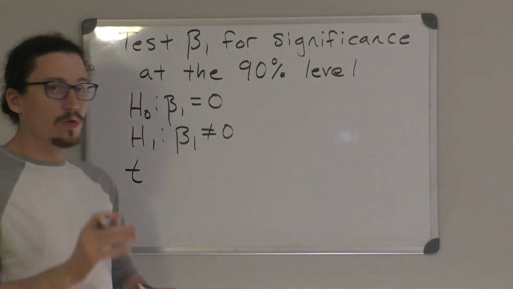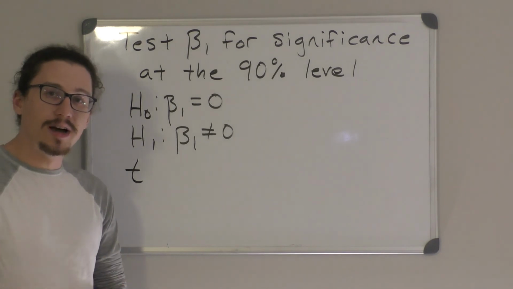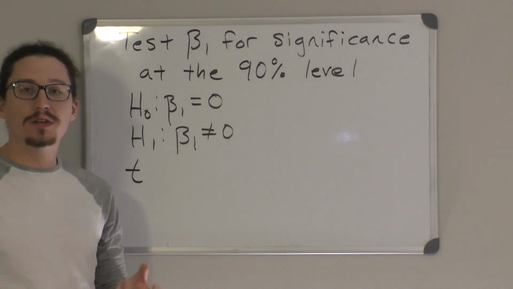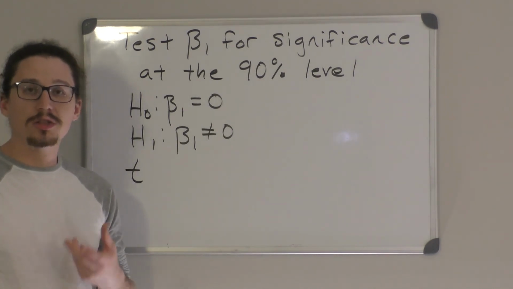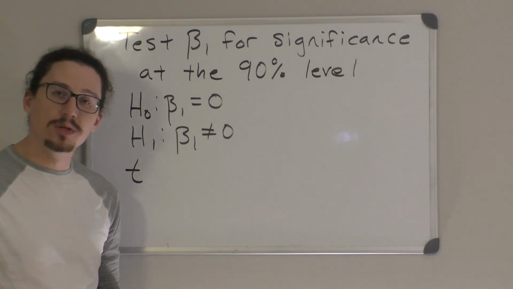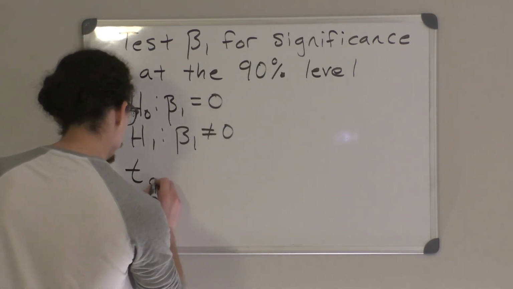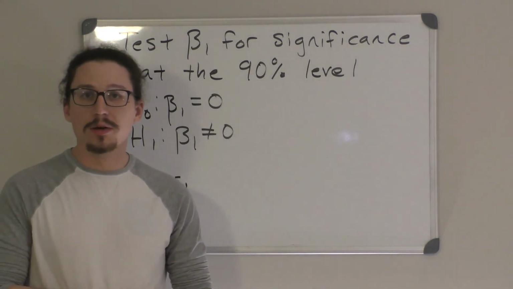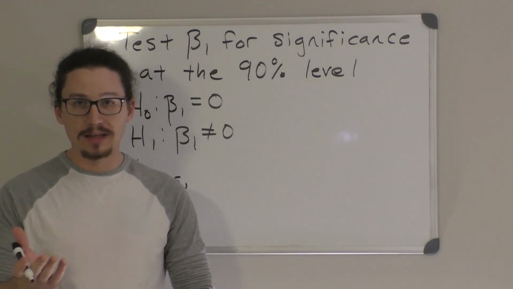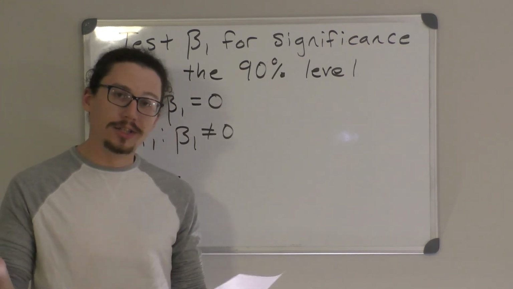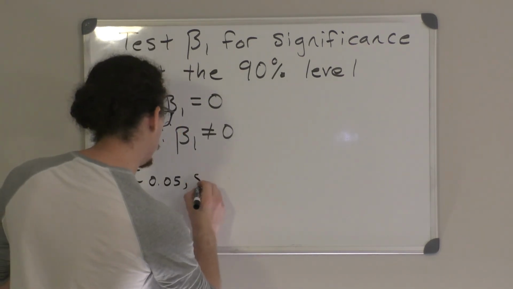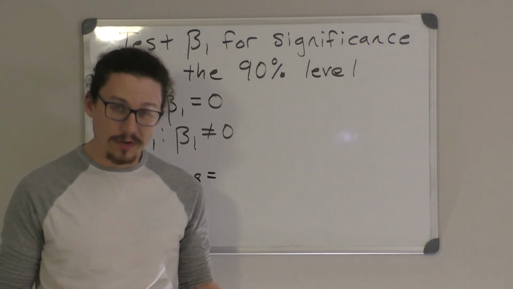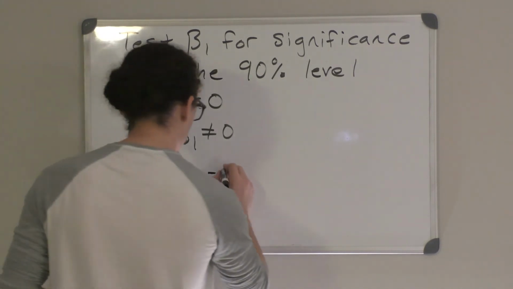Next, we're going to need to find our critical value, so let's sort that out. This is a two-tailed test, so we're going to be dividing alpha by 2. We're doing it at the 90% confidence level, so alpha is equal to 0.10. When we divide that by 2, we have 0.05. Then we'll need our degrees of freedom, which are n minus 2. N is 10, minus 2 is 8, so that's our degrees of freedom. We'll go to our chart and we'll see that we have a critical value of 1.860.